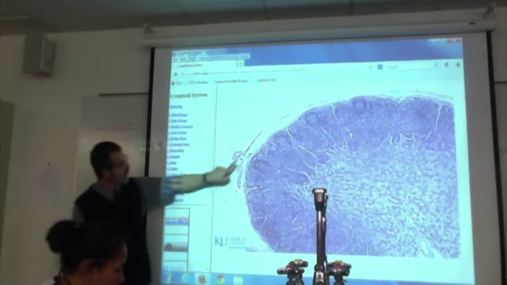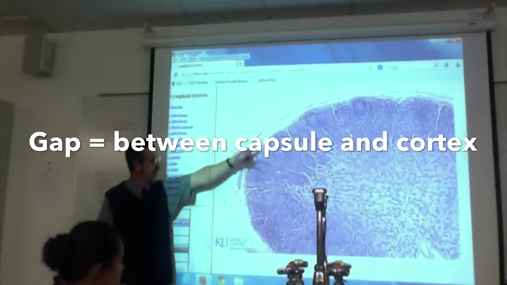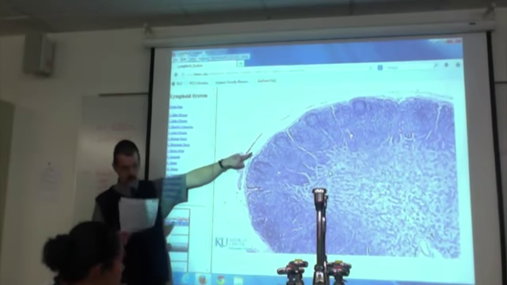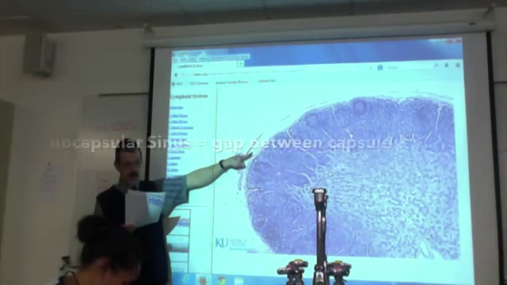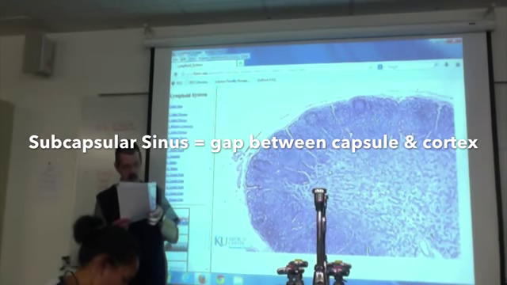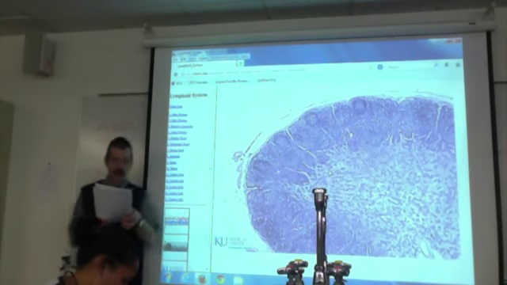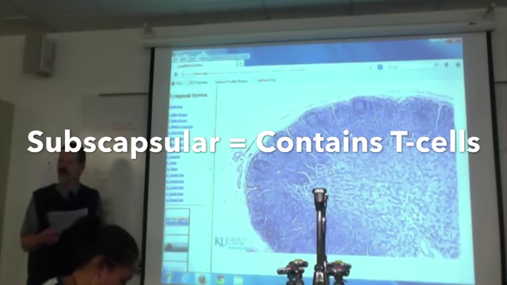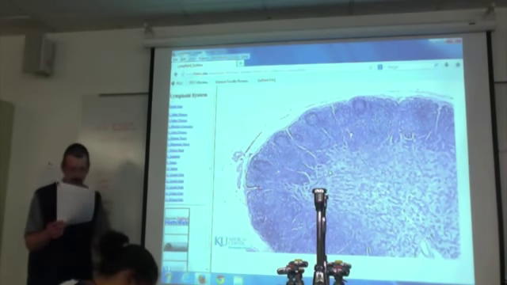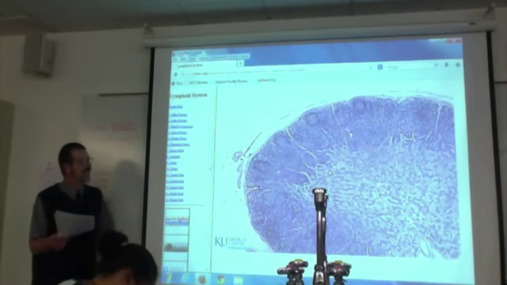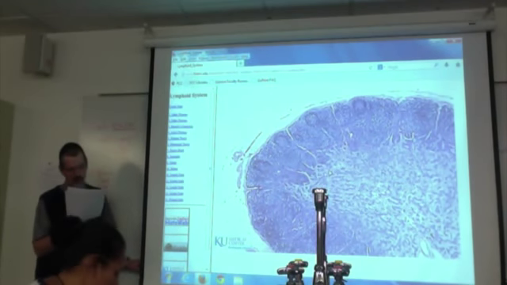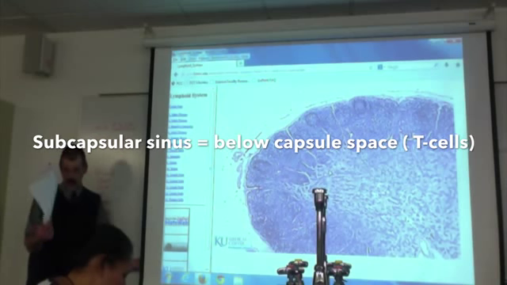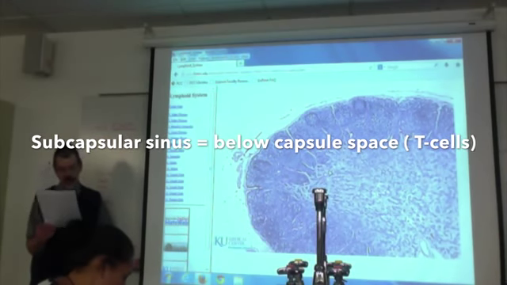There's a gap between the capsule and the cortex right here. Subcapsular sinus. We put sub. Isn't it subcapsular? Subcapsular, yes. Did I say subscapular? That's somewhere else. Subcapsular sinus. I can't say it. All right, below your capsule space. Who lives there, according to this? The T cells live there.